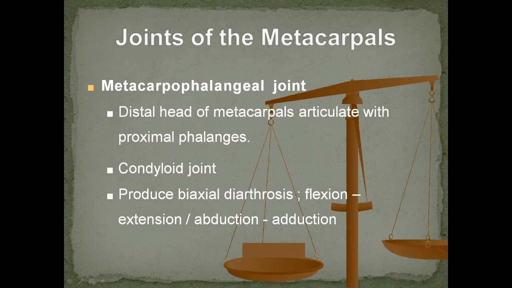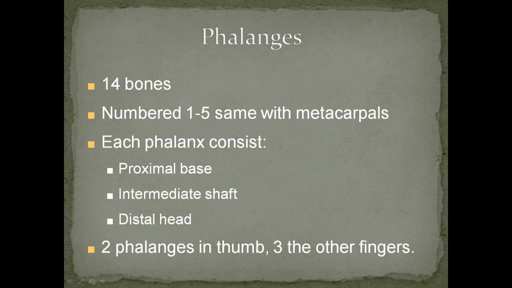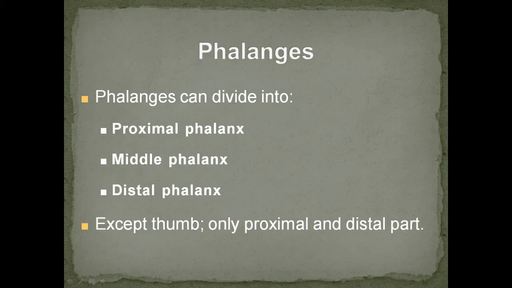Metacarpophalangeal joint. The distal heads of the metacarpals articulate with the proximal phalanges. It is also a condyloid joint, and it produces biaxial diarthrosis, that is flexion, extension, abduction and adduction. Now we'll see the phalanges. There are 14 bones, numbered 1 to 5 same as the metacarpals, and each phalanx consists of a proximal base, an intermediate shaft and a distal head, with 2 phalanges in the thumb and 3 in the other fingers.